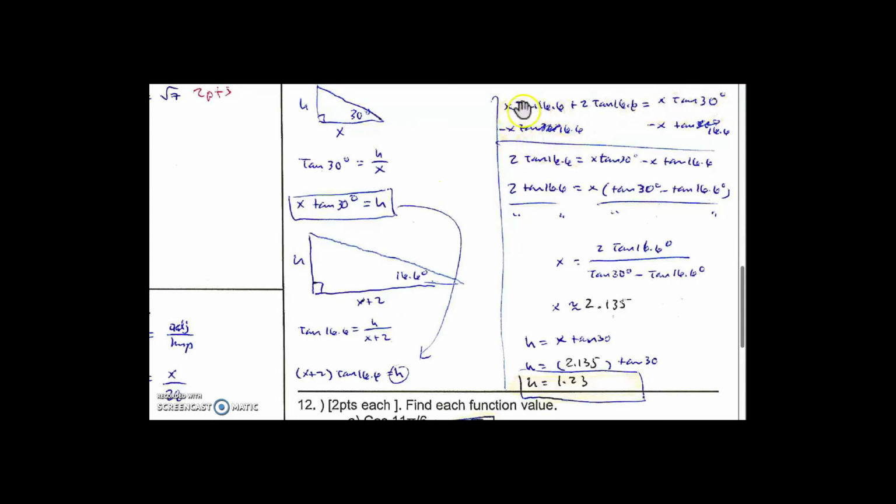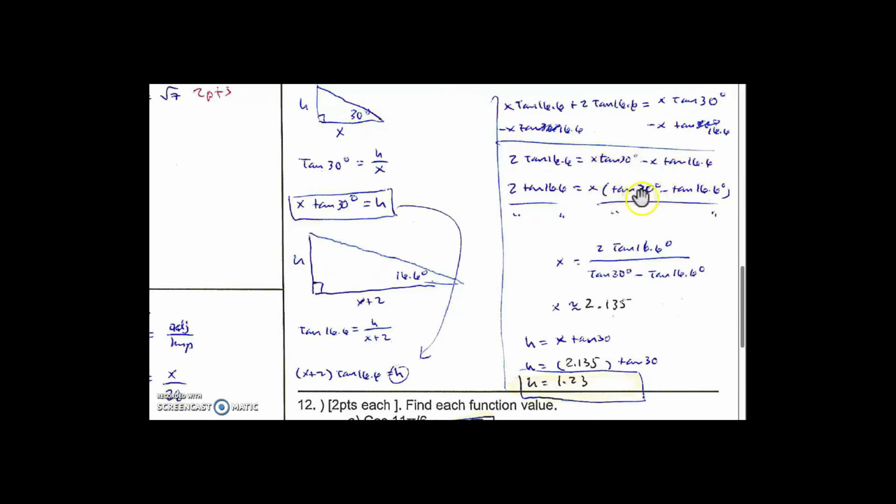So if you set them equal to each other, what I did here is I distribute the tangent 16.6 degrees to each the 2 and the x. Notice here they're separated by addition, so a lot of students miss that part. And then here, I'm subtracting the term that has the x. So these are together, so you're subtracting this term to this side. And the reason why I do that is now I have the x's on one side. I can take that out as a greatest common factor.